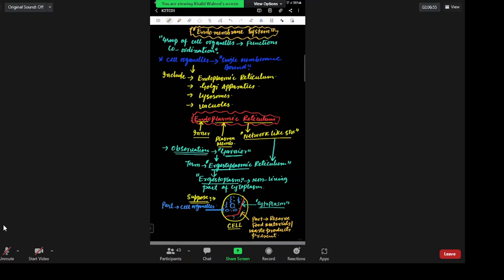And in that context, what you know up to now, sir, we know the cytoplasm of eukaryotic cells is divided into two compartments. One part of cytoplasm where cell organelles are present, and second part of cytoplasm where reserve food materials or waste products are present. Is that clear?